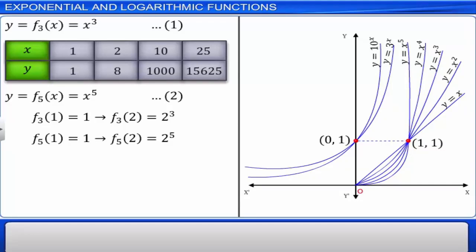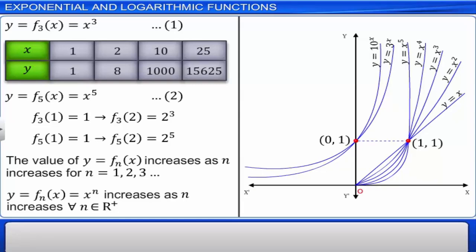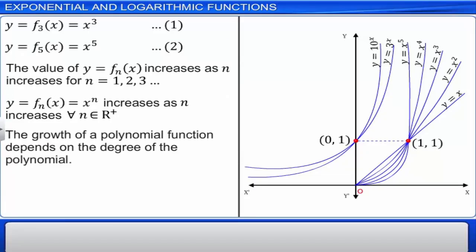In general, the value of y = fₙ(x) increases as n increases for n = 1, 2, 3, and so on. Such a statement is true for all positive values of n, where fₙ(x) = xⁿ. Here, we can say that the growth of a polynomial function depends on the degree of the polynomial. That is, the higher the degree, the greater is the growth of the polynomial function.